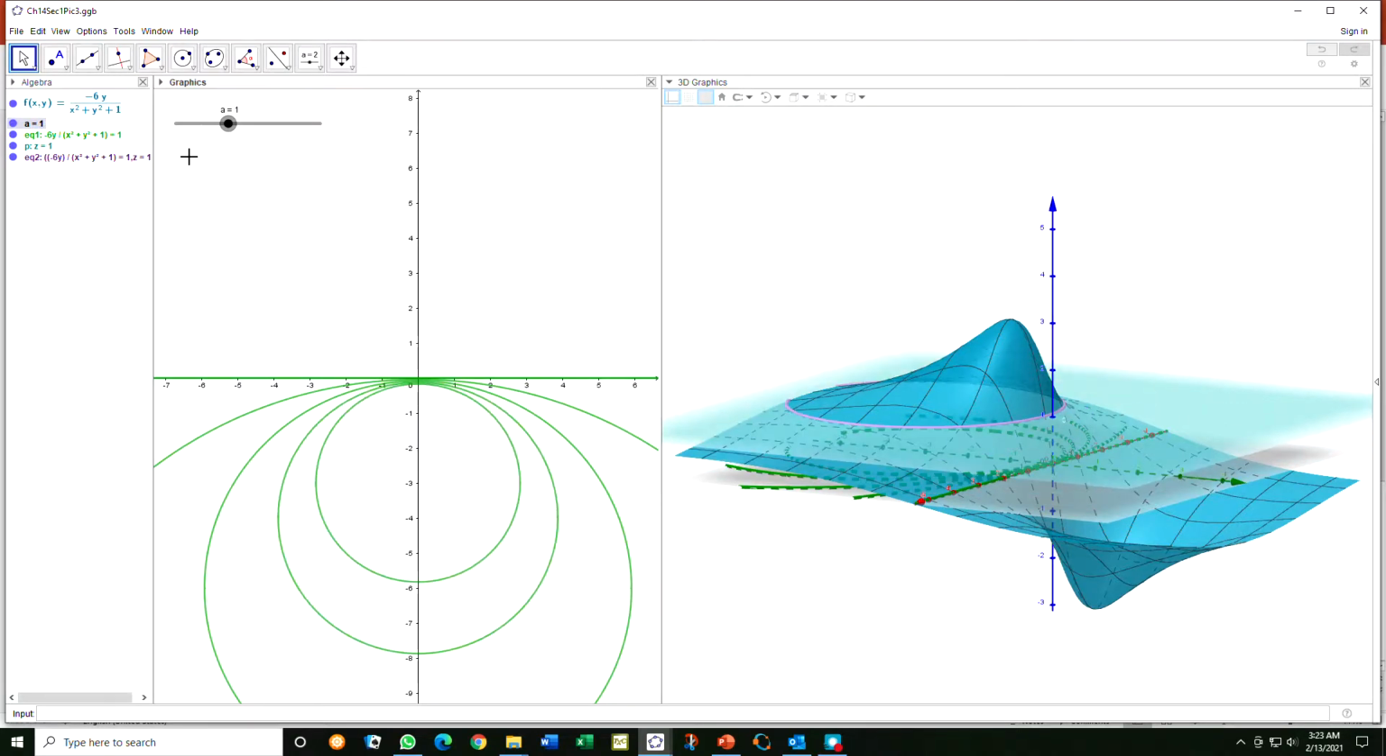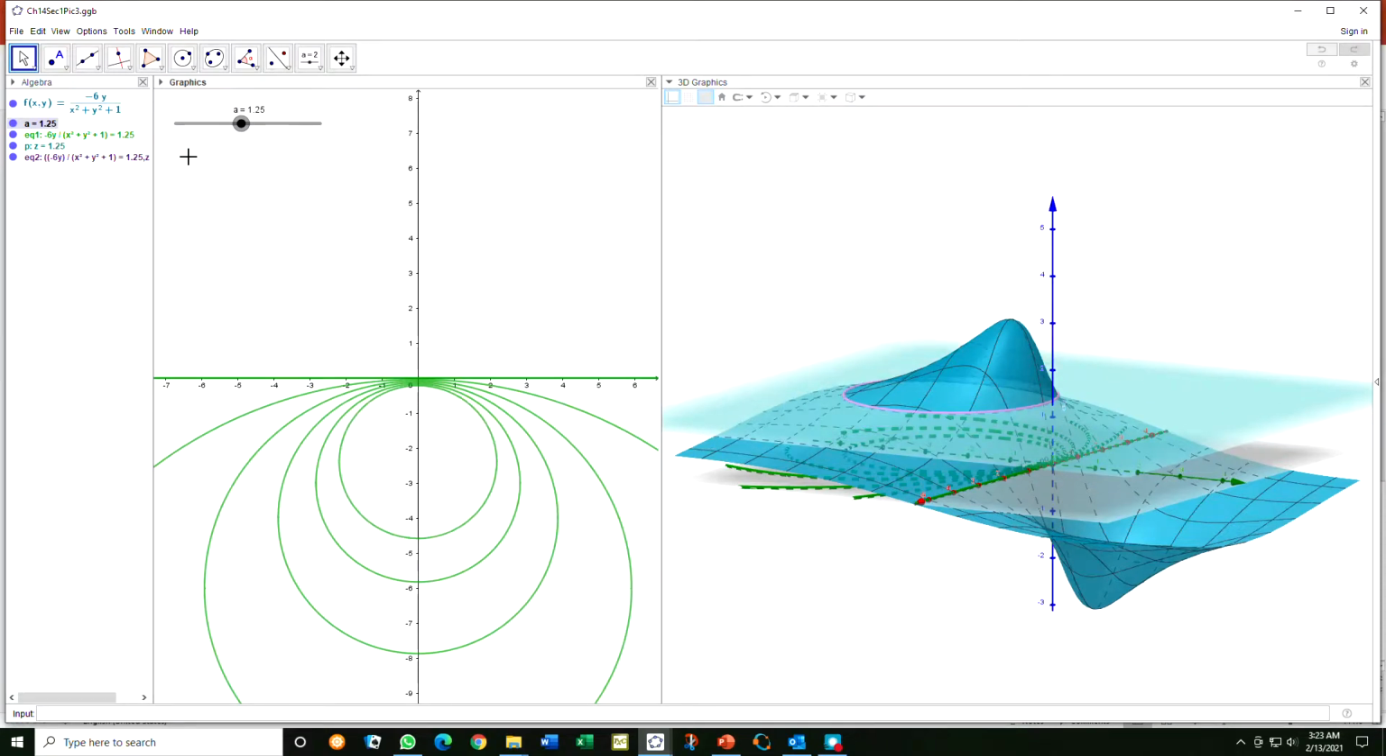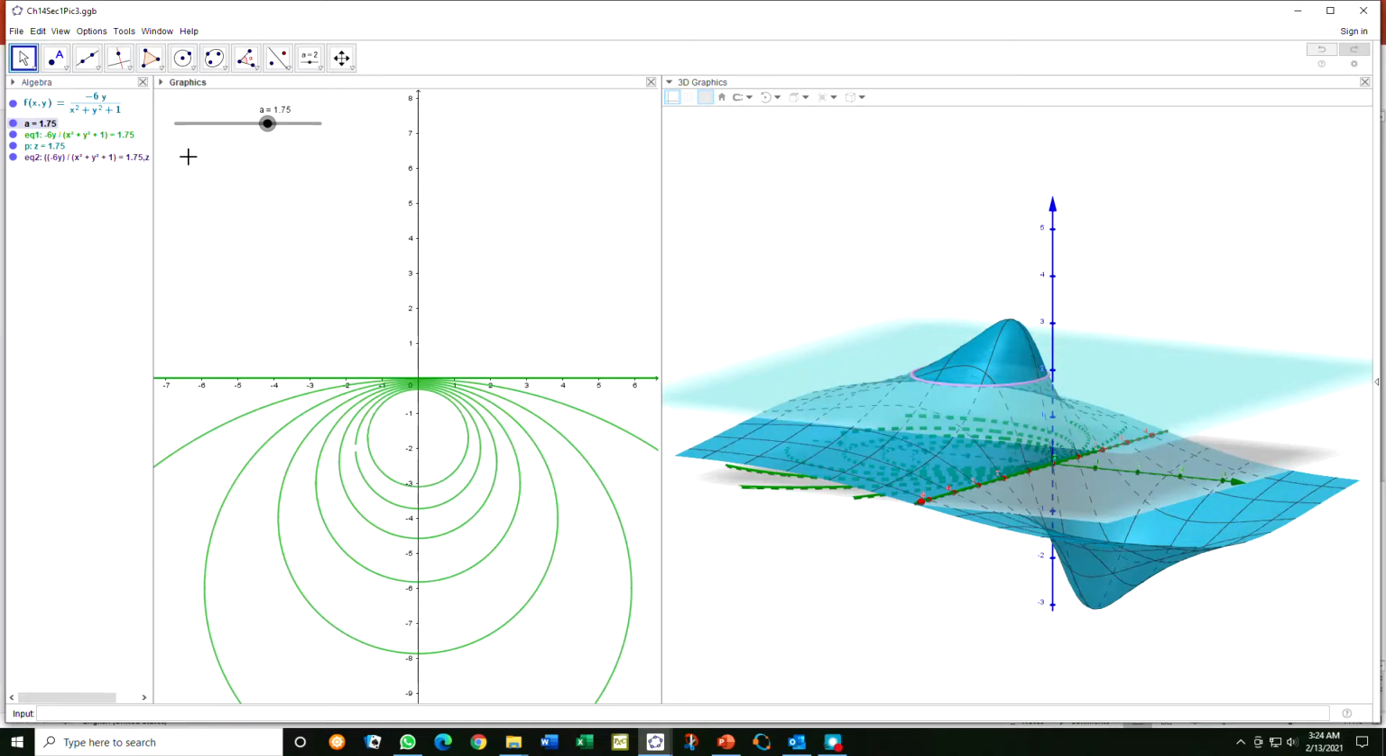Are these concentric circles, would you say? It appears that they are all circles. All the level curves are circles. But would you call them concentric circles? No, they are not. What do we mean by concentric? The circles have to have the same center. That's not what's happening, right? So these are not concentric circles.